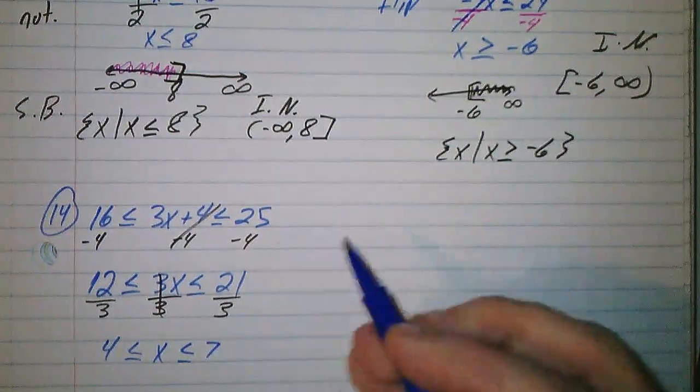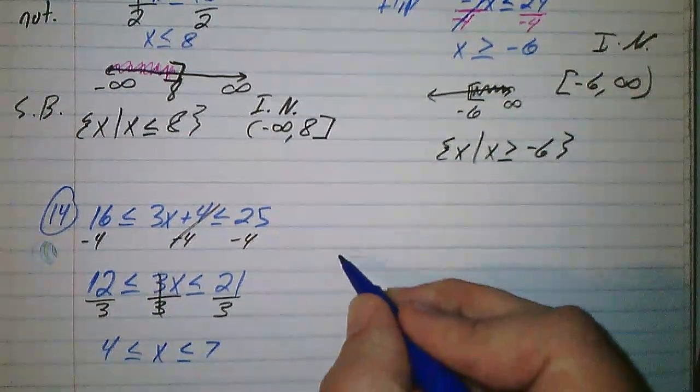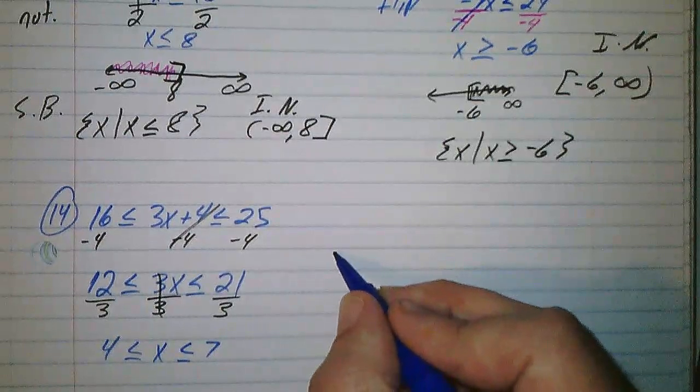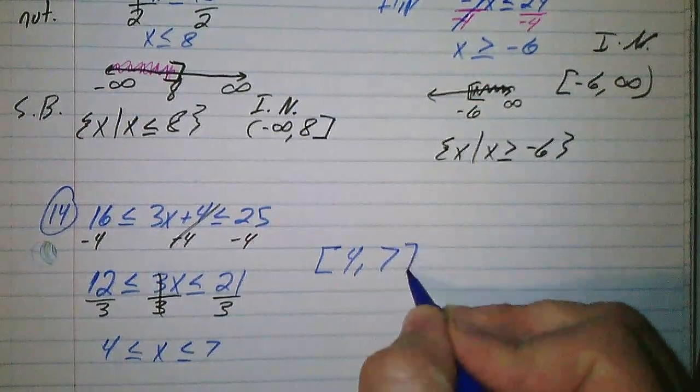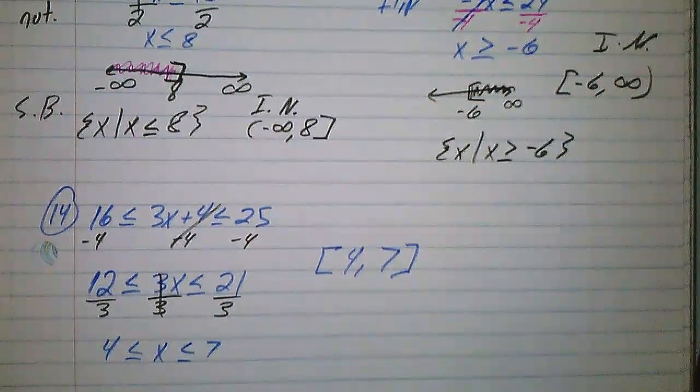And here it would not ask you for the set builder, but the interval notation is that we go from 4 to 7. And we could put that on a number line, but these are the ending points. We do not open up towards positive or negative infinity.